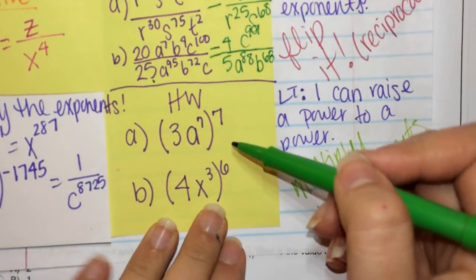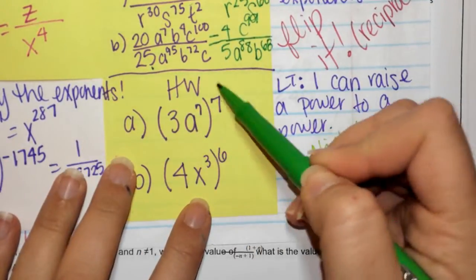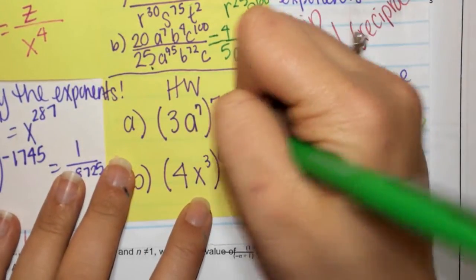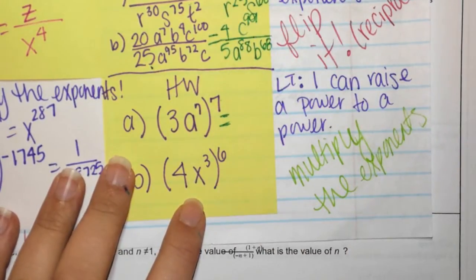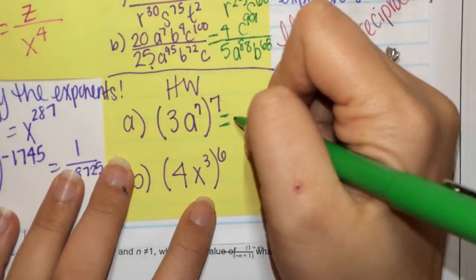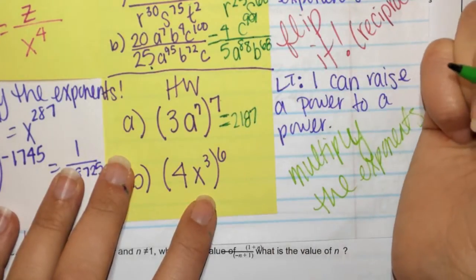Alright, are we ready for the bottom? Now, would you multiply 3 times 7, or would you do 3 to the 7th power? You would do 3 to the 7th power. And what is 3 to the 7th power? Well, 3 times 3 is 9, times 3 is 27, times 3 is 81... 2,187. Take a point. She did her homework. She just did that in her head, oh my goodness.